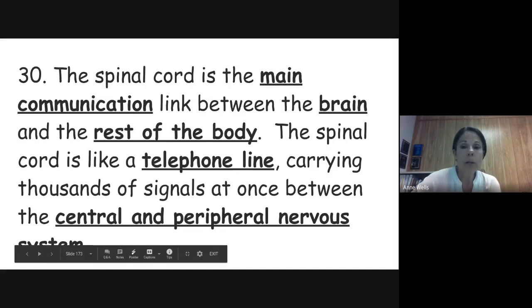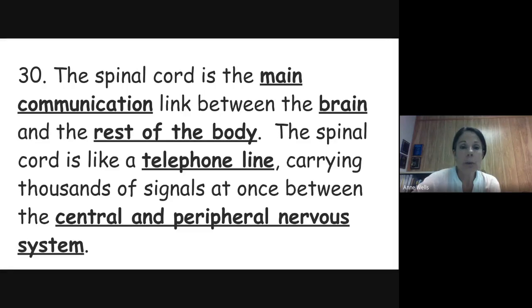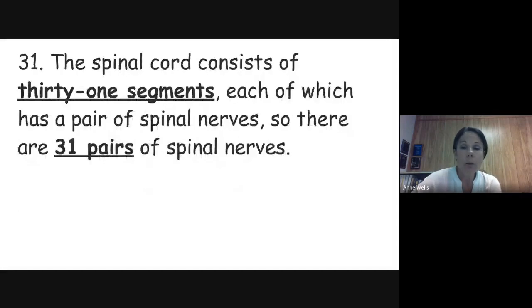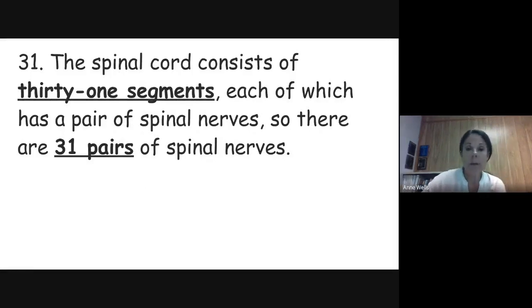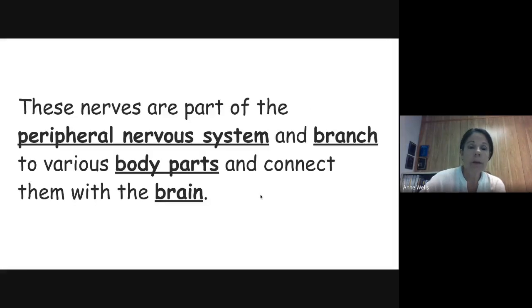Note number 30, the spinal cord is the main communication link between the brain and the rest of the body. The spinal cord is like a telephone line, carrying thousands of signals at once between the central and peripheral nervous system. The spinal cord consists of 31 segments, each of which has a pair of spinal nerves. So there are 31 pairs of spinal nerves. These nerves are part of the peripheral nervous system and branch to various body parts and connect them with the brain.